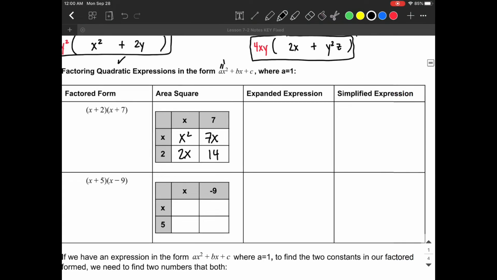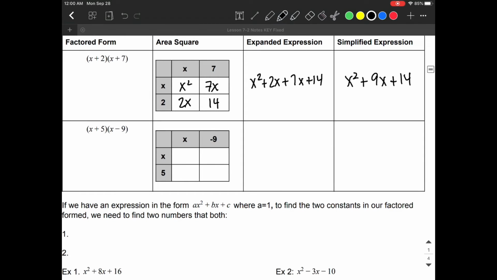In expanded form, so expanded expression, I'm going to write x squared plus 2x plus 7x plus 14. That's just what I see in this box. All those areas added together. The simplified expression, I'm going to collect my like terms in the middle terms. So I have x squared plus 9x plus 14.